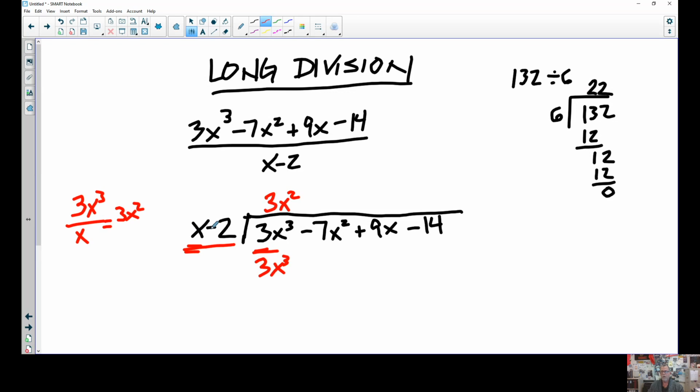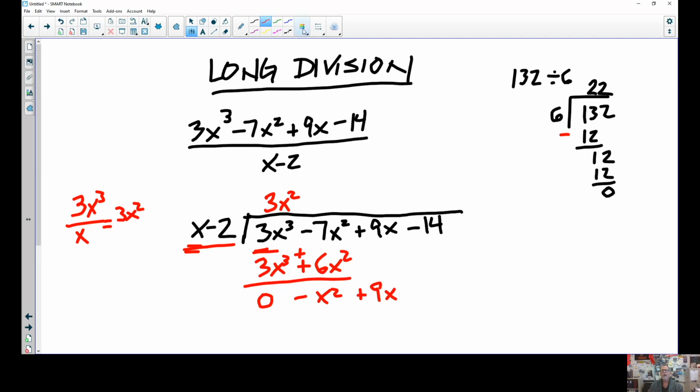All right, so then I do a negative 2 times 3x squared, and that gives me a negative 6x squared. Now, what did we do over here? We subtracted, right? So now I'm going to subtract. 3x cubed minus 3x cubed gives me 0. Negative 7x squared minus a negative is plus a positive. So negative 7x squared plus 6x squared is negative x squared. And I do the same thing I did before. I bring down the next term.